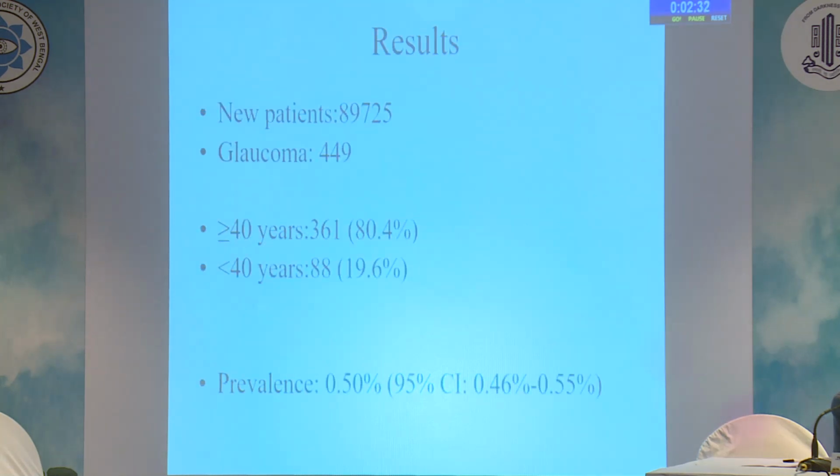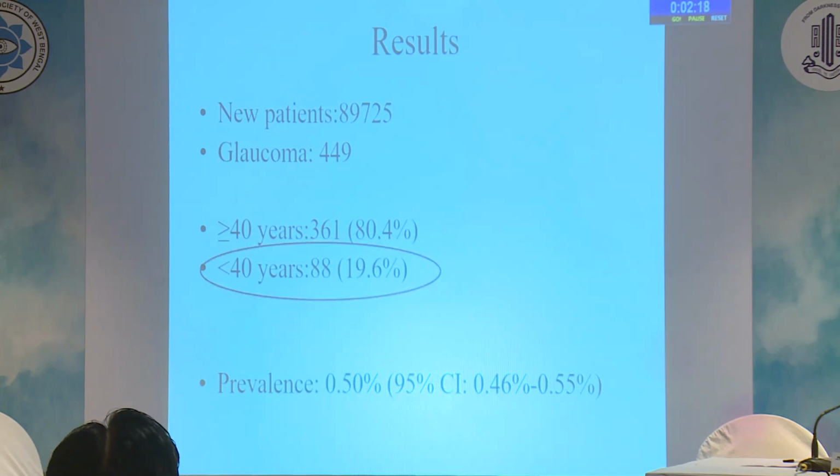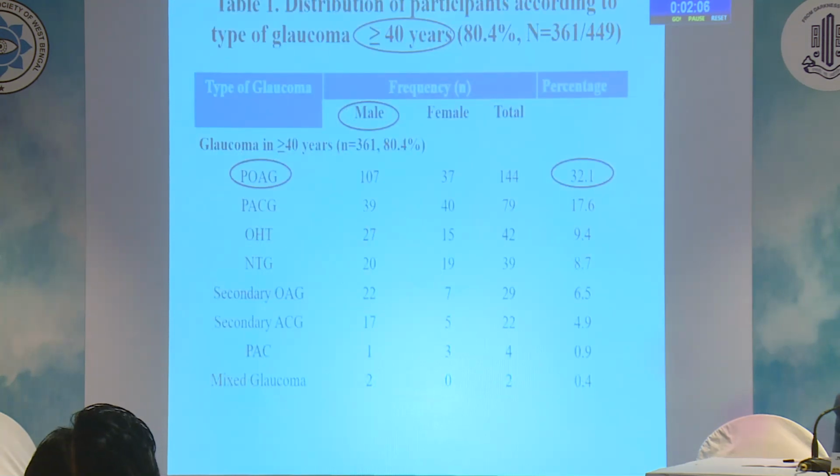Now here are the results. Over the last 9 years, we diagnosed 449 patients of the 89,000 plus new patients that we have seen. We divided them into two groups. Less than 40 years constitute about 20%, while 40 years and more is about 80%. In those 40 years and more, POAG is the commonest, followed by PACG, and this is quite significant in females. The association p-value is less than 0.001.